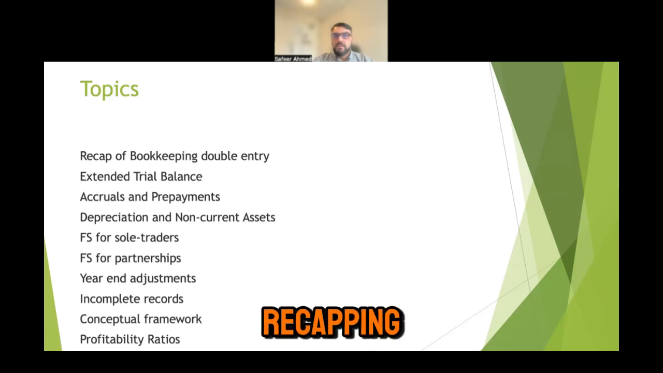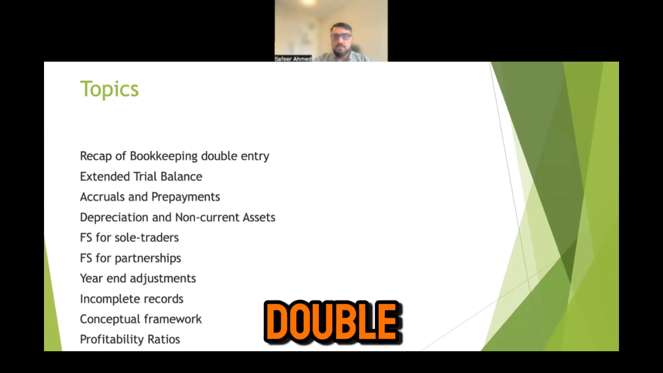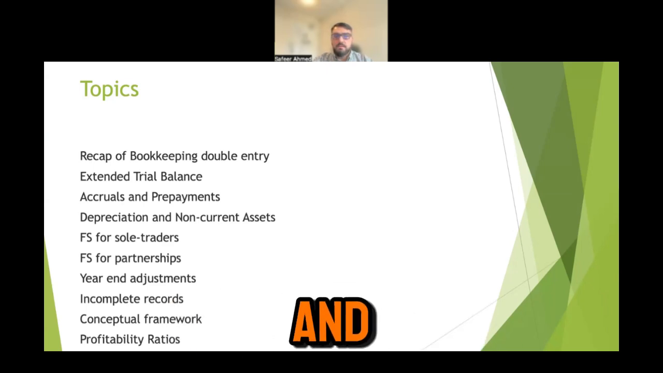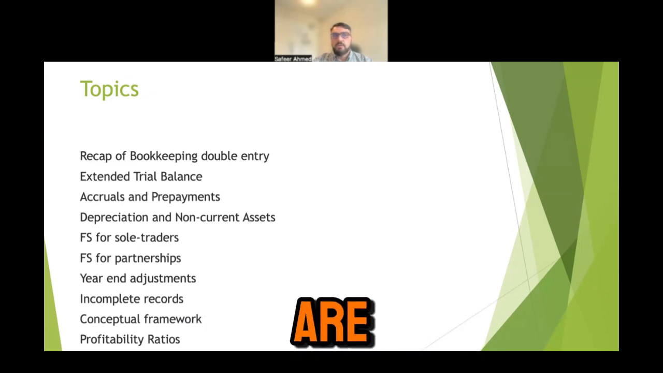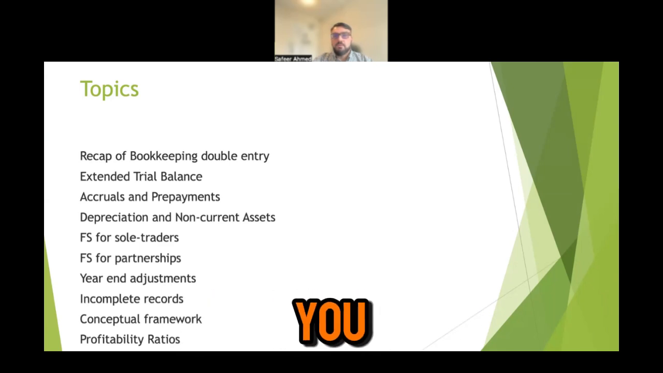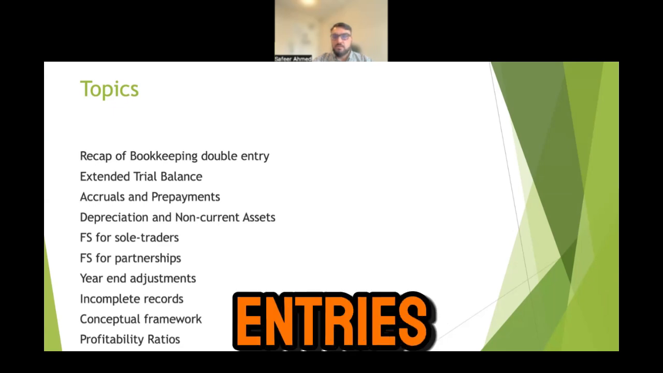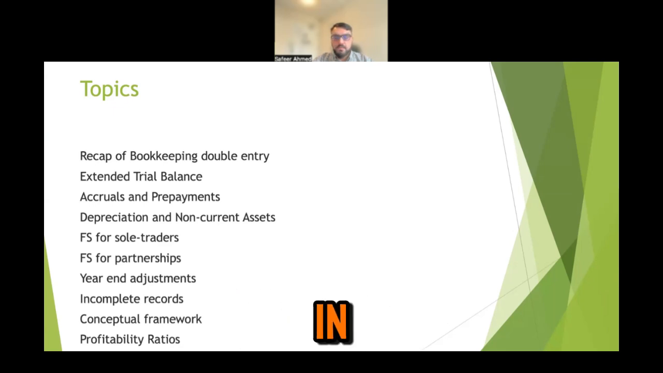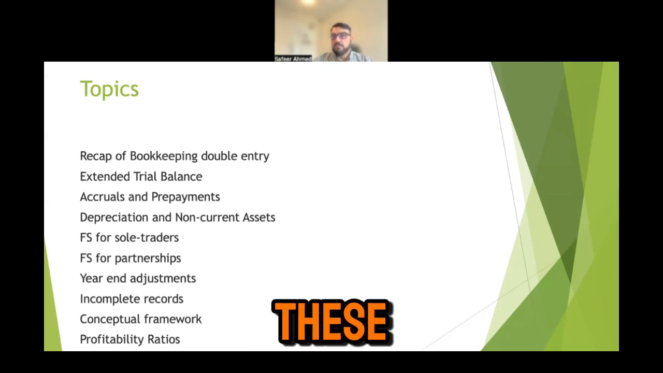So first of all, you will be recapping on your double entry bookkeeping system, double entry bookkeeping rules, and you will be applying those throughout this unit. So if you are just transitioning from level 2 to level 3, it's absolutely important that you understand these rules well and you can apply them in given situations, especially how to record those double entries. And in line with those rules, you will be making some entries in some of these topics.